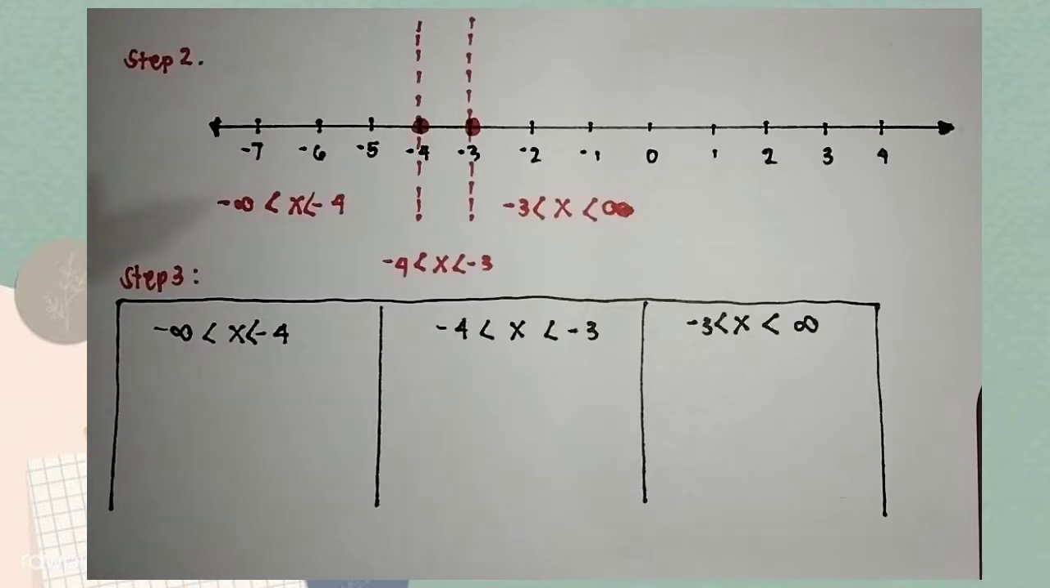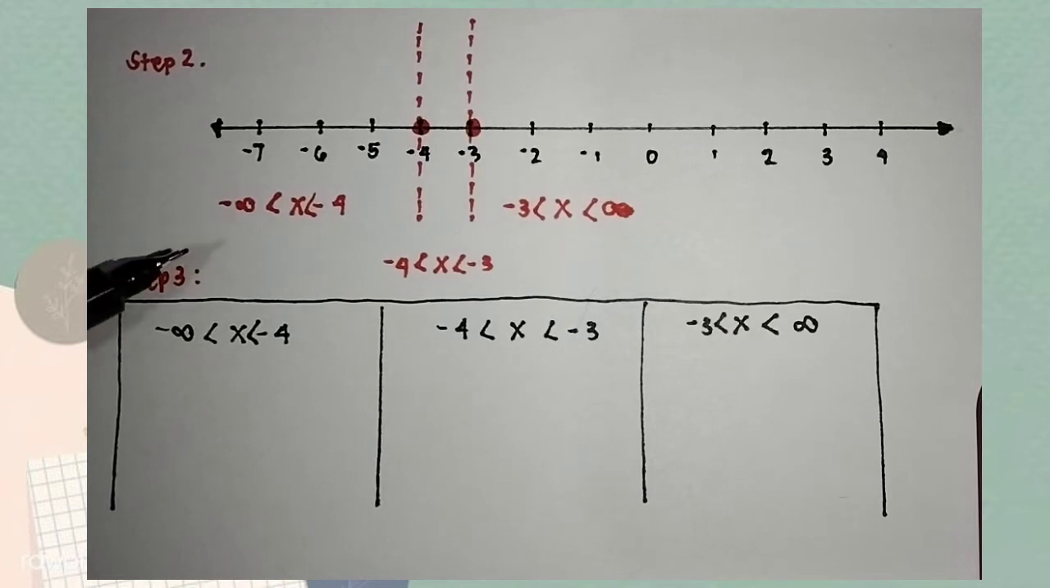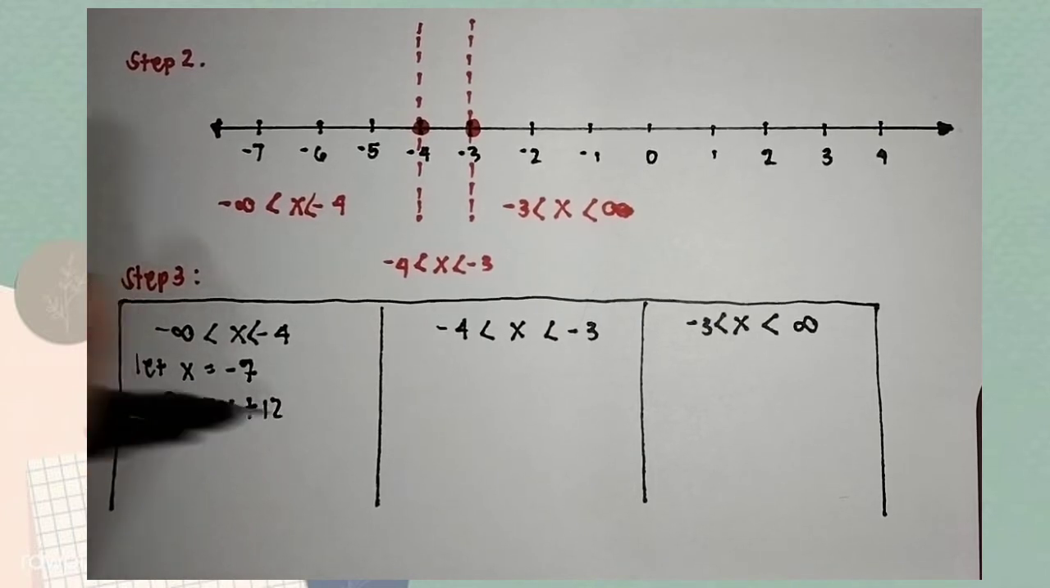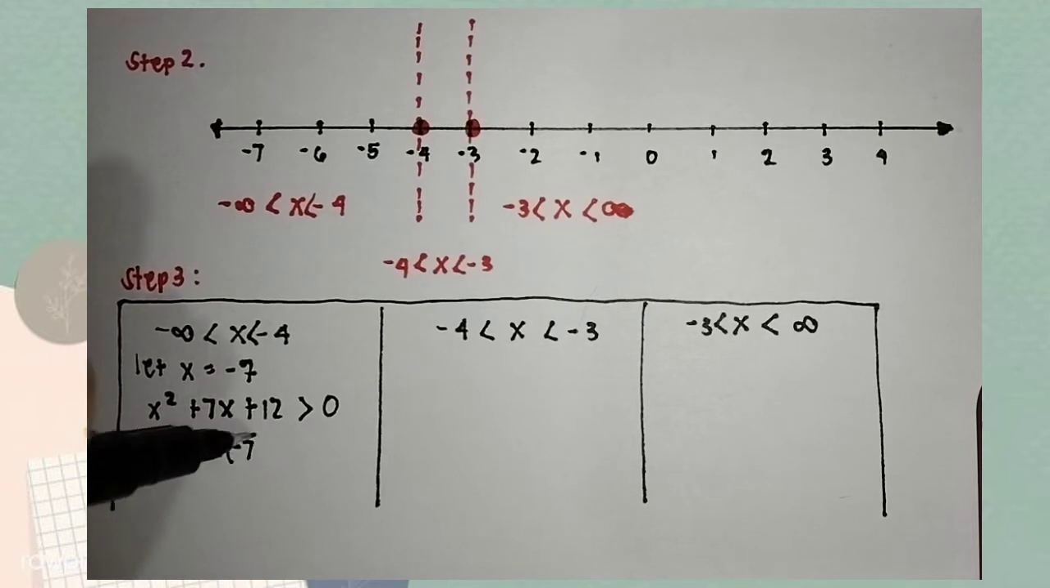In step 3, we take one value of x in each of the intervals we got using the roots. In the first interval, let x equal -7. We substitute -7 into our inequality and check whether the value -7 satisfies our quadratic inequality by substitution. So let us replace every x with -7.